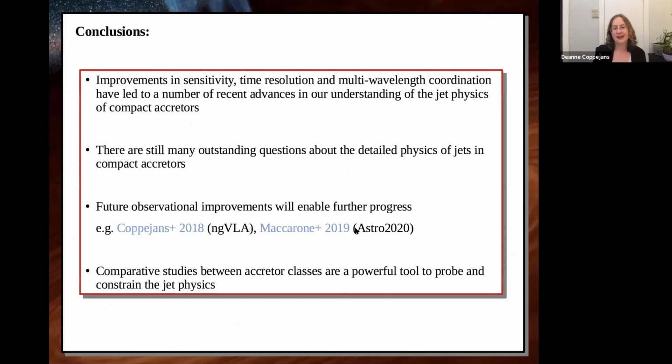So I've talked about a bunch of different discoveries in the last few years about jets in neutron star, white dwarf, and black hole systems. The improvements in sensitivity, time resolution, and multi-wavelength coordination have led to these advances and many others, but there are still many other outstanding questions about the detailed physics of jets and compact accretors. Future observational improvements will help us answer these. And I just want to end on the note that comparative studies between these different accretor classes are a very powerful tool to probe and constrain the jet physics. Thank you.